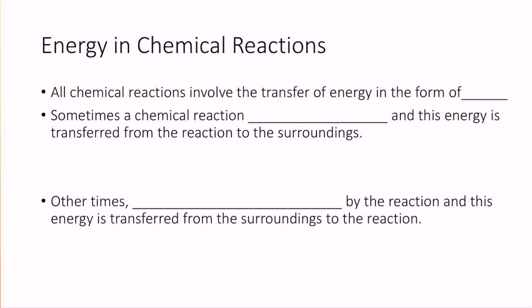When we're looking at energy in a chemical reaction, we look at it in terms of that transfer of energy. And that transfer of energy is going to be in the form of heat. Now, sometimes a chemical reaction releases heat, and this energy is transferred from the reaction to the surroundings. So it would feel hot. And this is called an exothermic reaction.